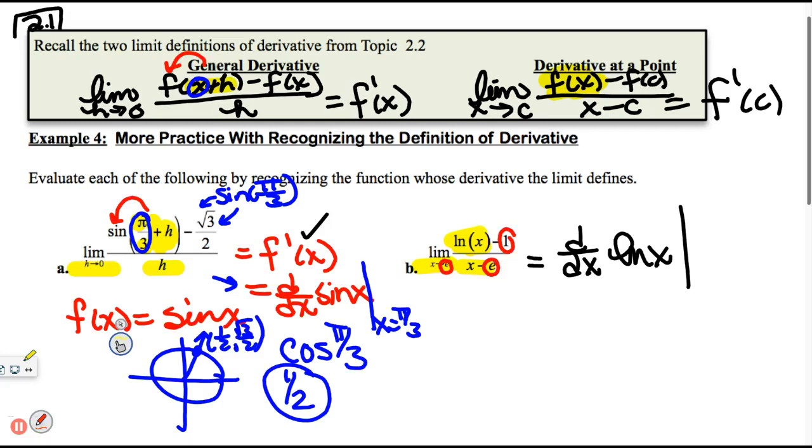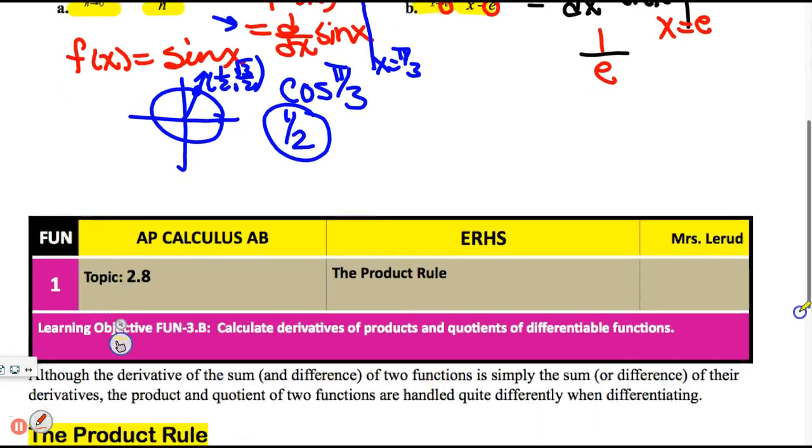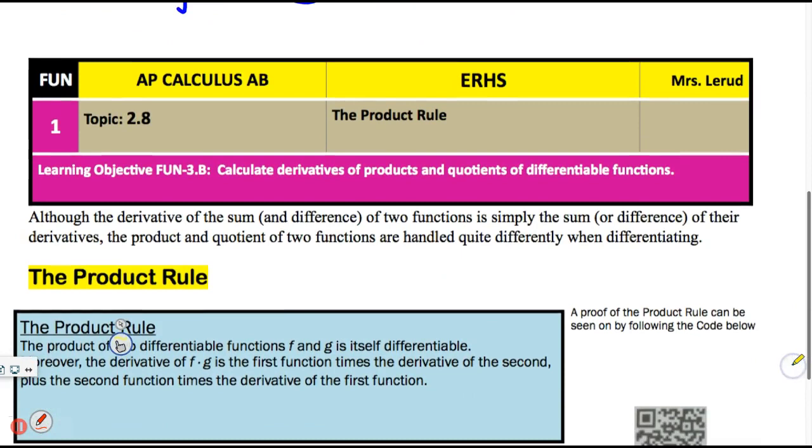ln e, which is 1. So this is at e. The derivative of ln x is 1 over x, so it will be 1 over e. That sometimes takes a while to settle. That's why I keep going over it.